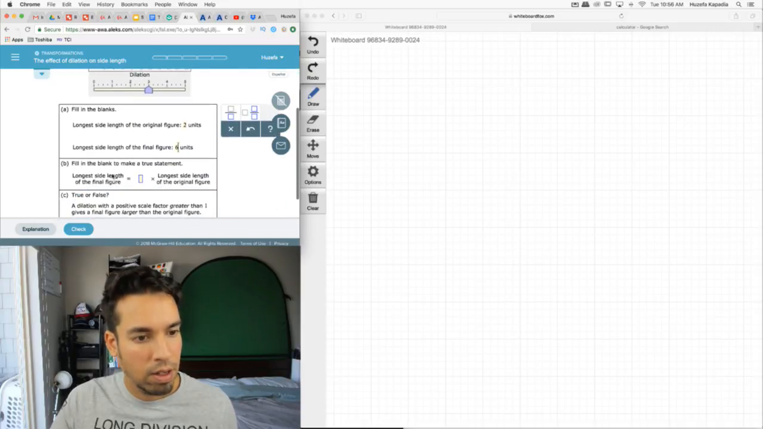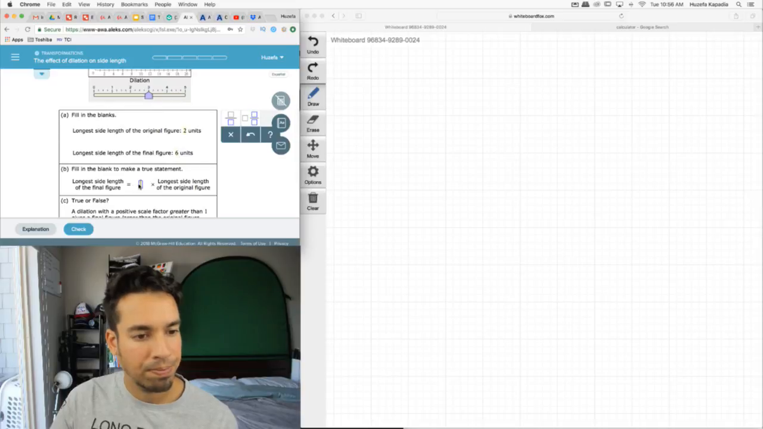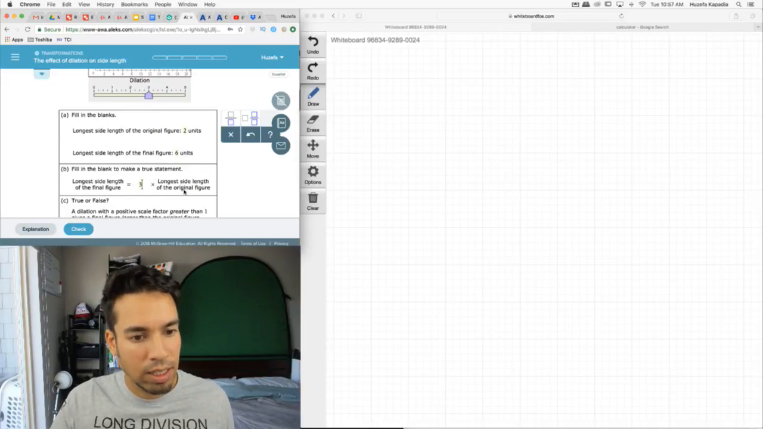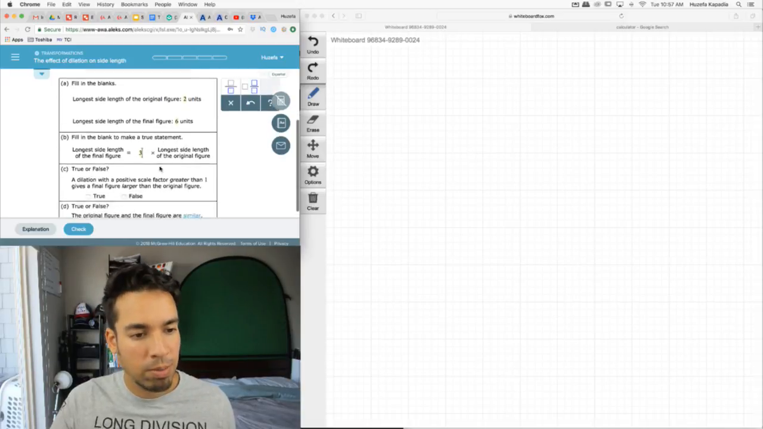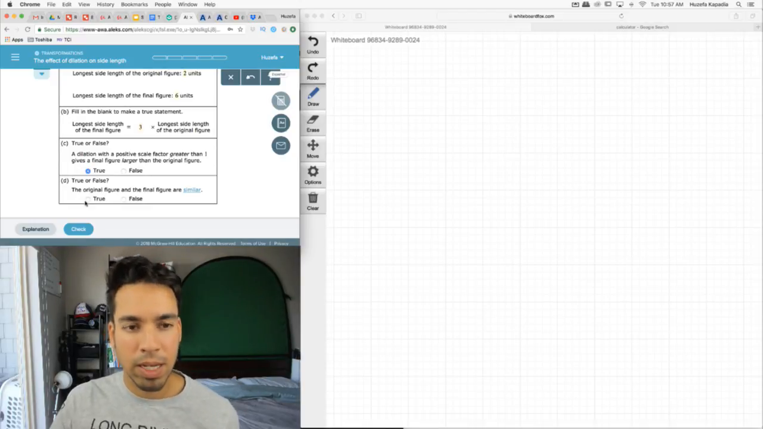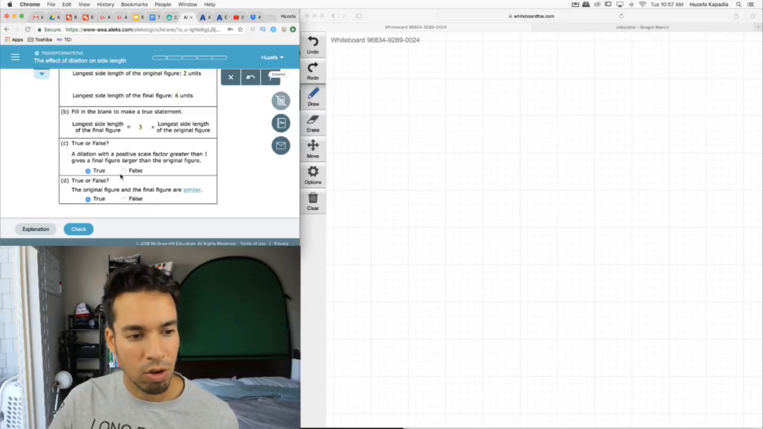Cool. Fill in the blank to make a true statement. Longest side length of the final figure equals 3 times the longest side length of the original figure, right? We're just multiplying by the scale factor. A dilation with a positive scale factor greater than 1 gives a final figure larger. Yes, that's true because that's what we have here. The original figure and the final figure are similar. Yes, when we dilate something, we're making a similar figure, which means the angles are all equal and the side lengths are all proportionate.